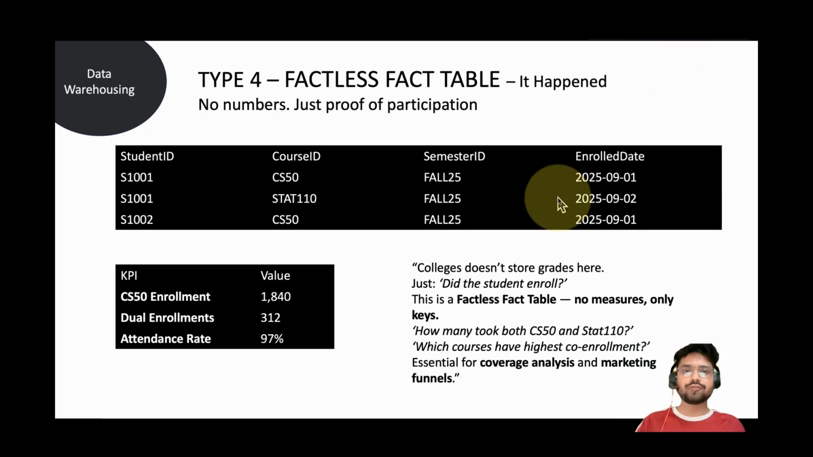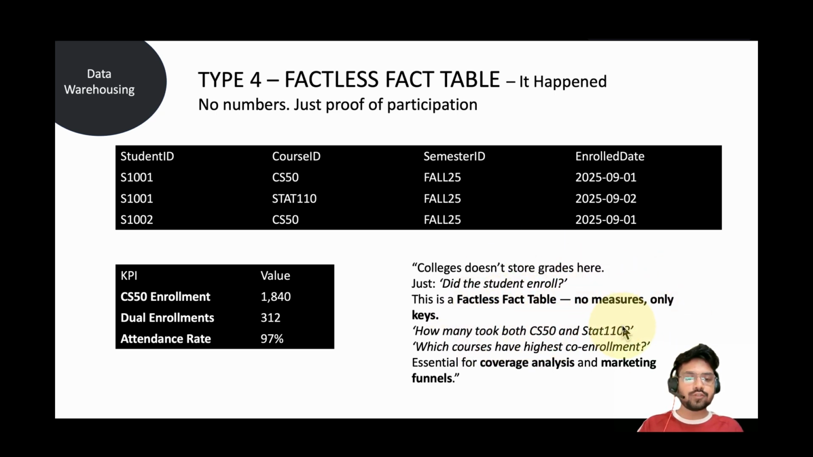All right, now comes factless fact tables. This is a type of fact table where there is no number, just proof of participation. For example, this is the data: student ID, course ID, semester ID, enroll date, and we need to find out these KPIs, that is, what are the enrollments in CS50 section, what are the dual enrollments, what is the attendance rate. So we calculate these KPIs. So these are only participation KPIs. For example, if I talk about colleges, they don't store grades here, just did the student enroll, yes or no. This is a factless fact table, no measures, only keys.